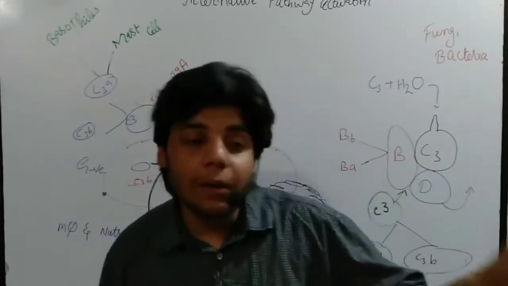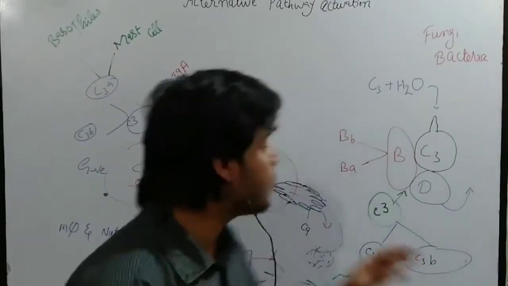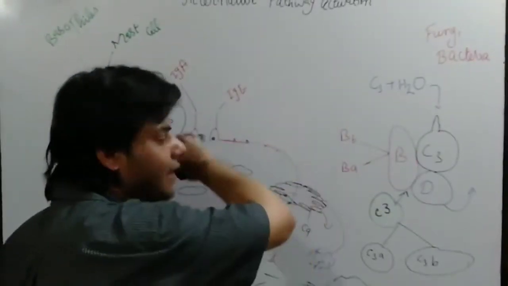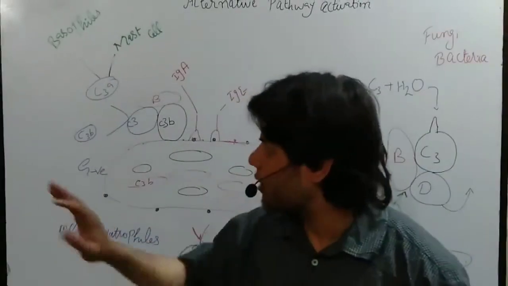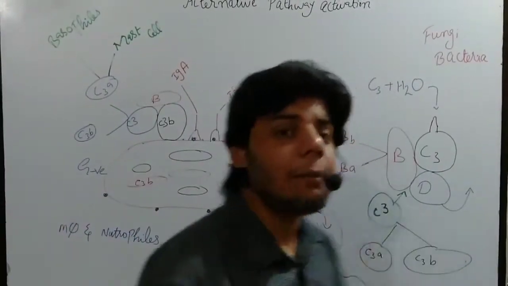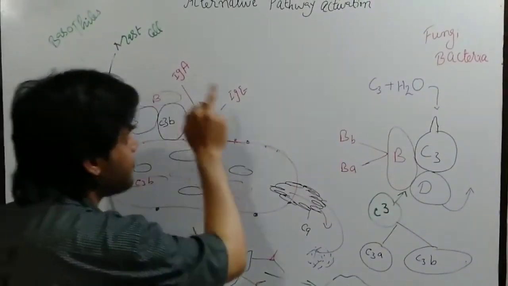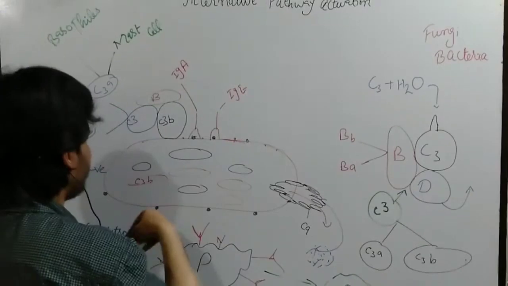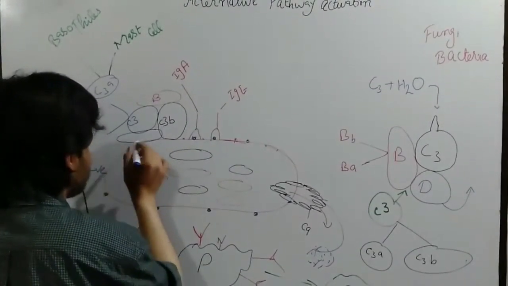Now once the phagocytic cells are attracted, these phagocytic cells can engulf it. This bacteria is then engulfed. But sometimes another phenomenon happens. Sometimes this C3b will just bind to this complex again. So let's say this is the C3b.